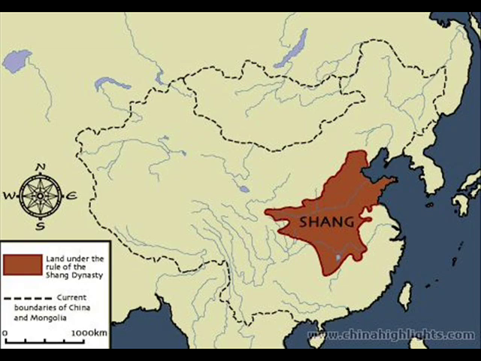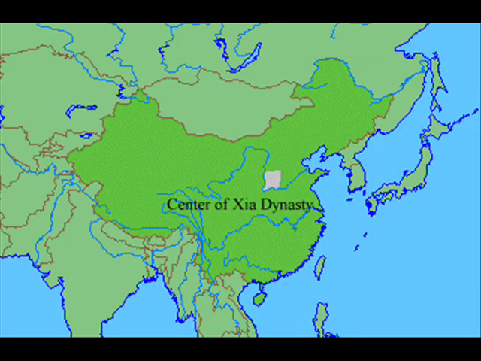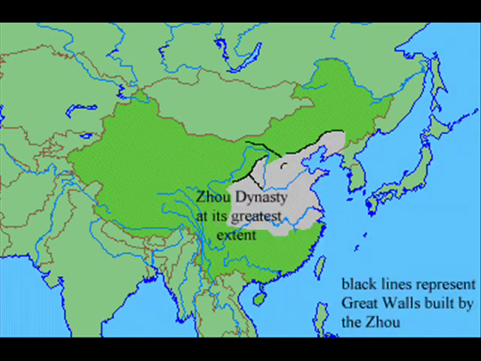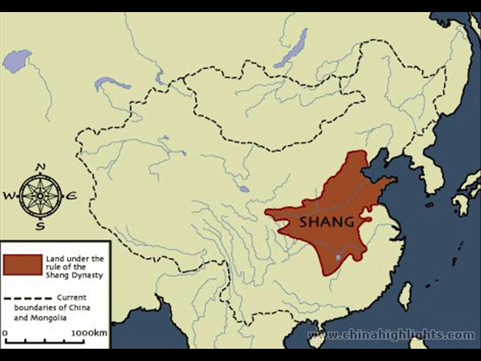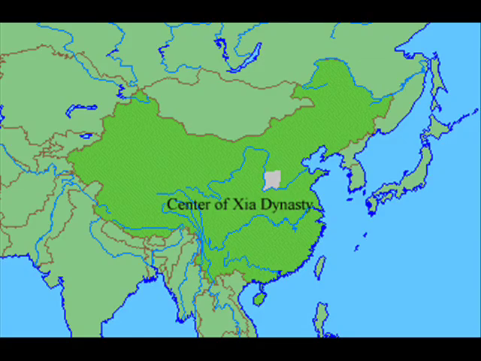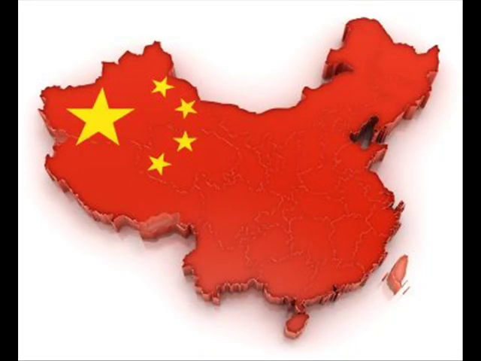The Shang Dynasty came to power after the fall of the Xia Dynasty, and stayed in power until about the 11th century BCE, when the Zhou Dynasty overcame it. The Shang Dynasty was considered the start of Chinese history because very little was known about the previous dynasty, known as the Xia Dynasty.